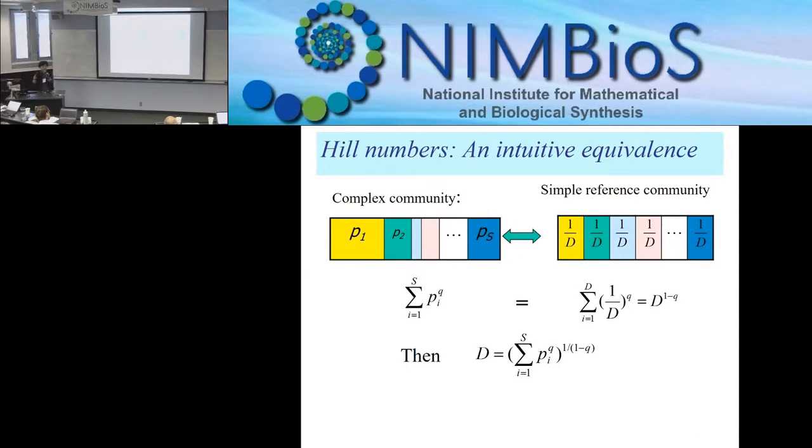So what's the basic idea for Hill's numbers? You can consider that this is our observed community. It's complicated because the p_i may be different. Some are abundant and some are rare. But we can map this to a simple reference community, which has equally common species. So we take p_i to the power q and sum over i, do the same thing for this reference community, and let these two functions be equal. Then we get this D, which is just Hill's numbers.